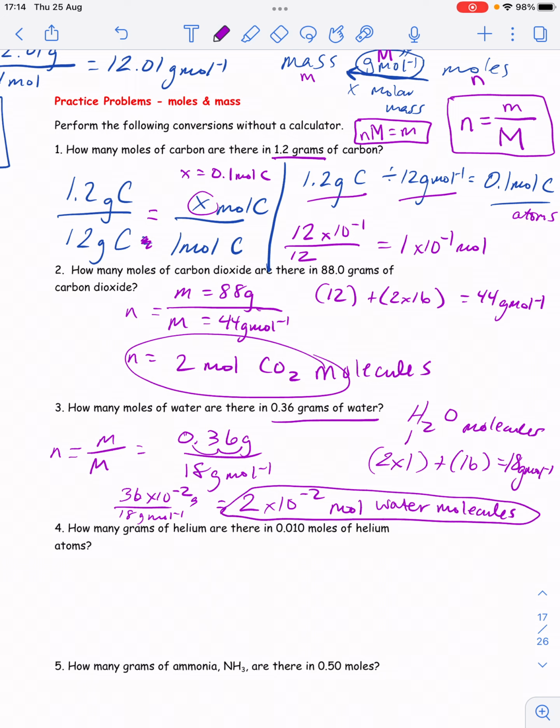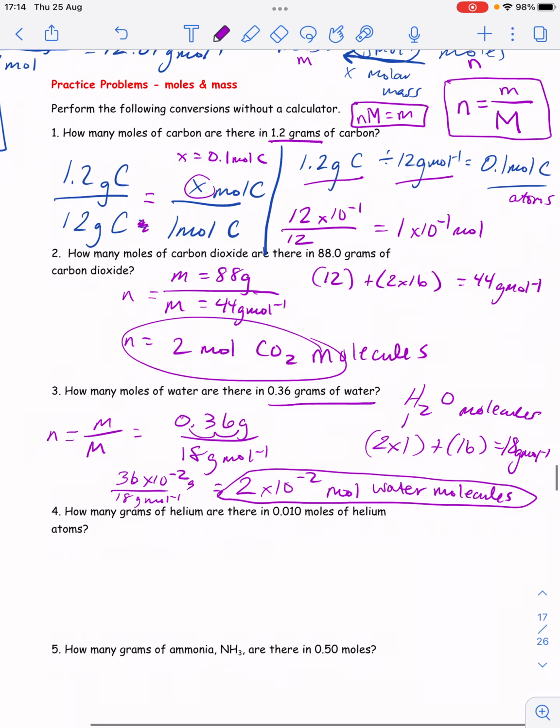Notice that anytime we figure out the number of moles, it's typically a fairly small number, like 0.1 or 2, or even 2 times 10 to the minus 2, which is 0.02. The number of moles is usually relatively small in our questions because moles represent lots of particles.